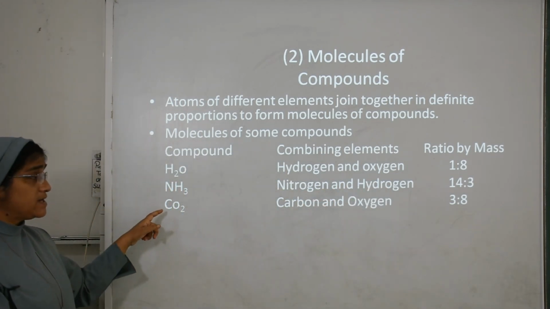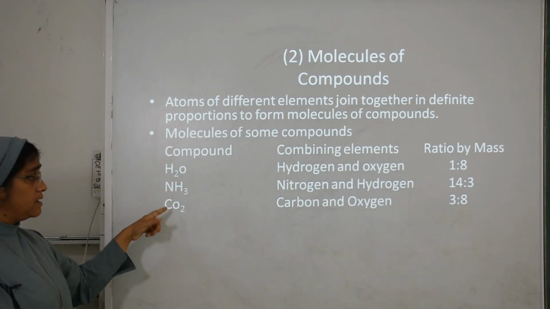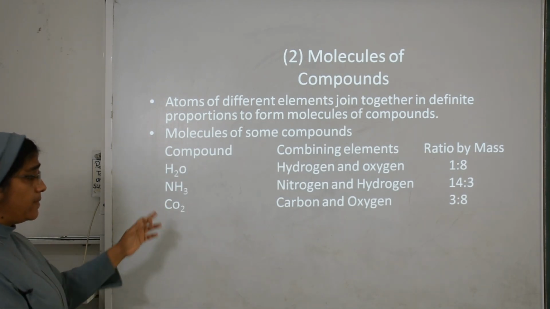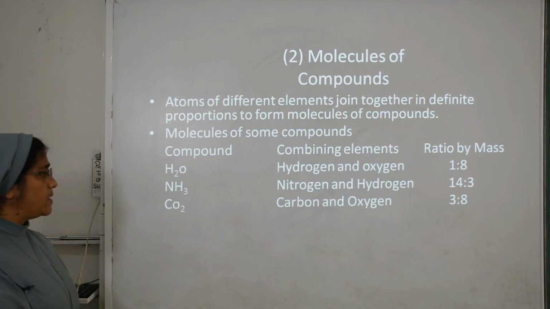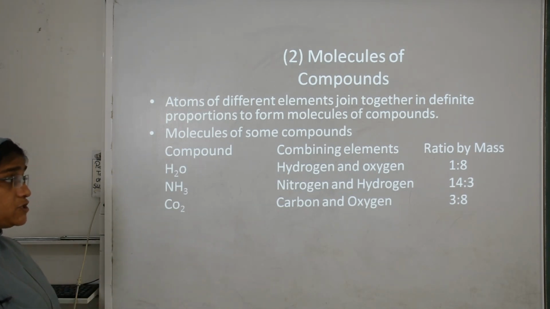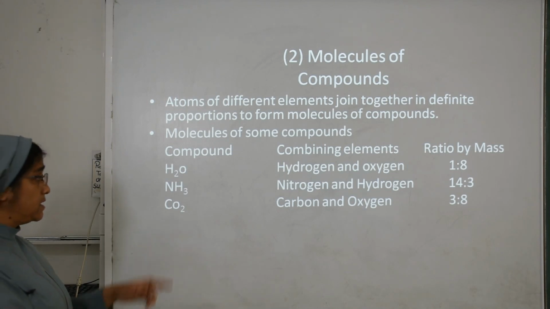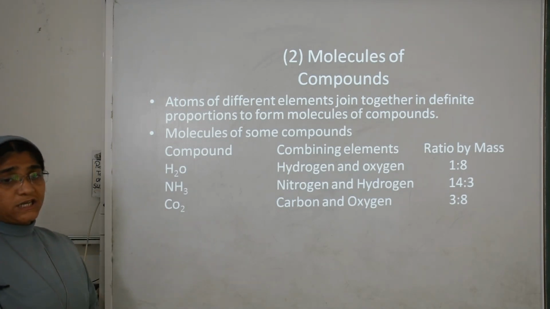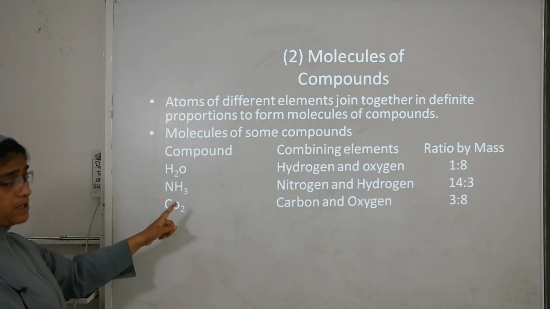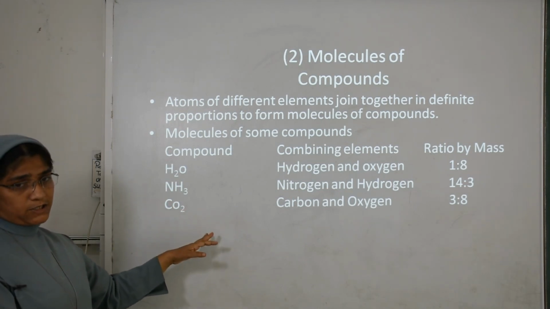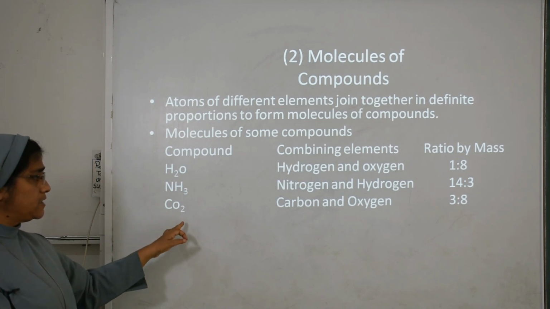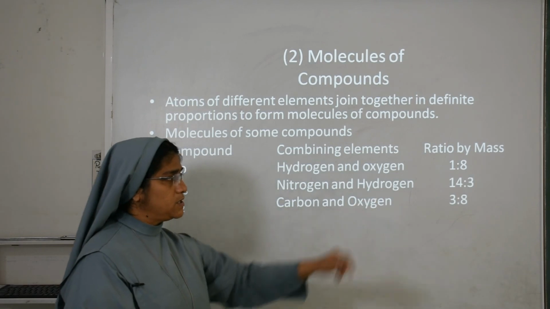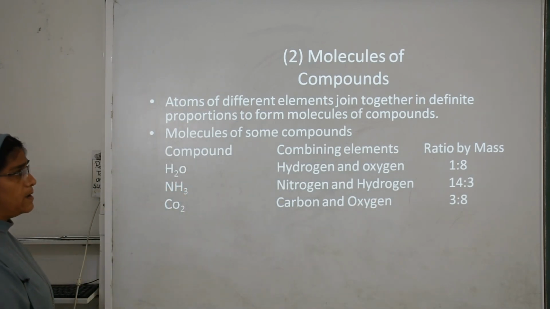Then what is the next compound? Carbon dioxide. How many atoms are there here? 3 atoms are present. What are the combining elements? Carbon and oxygen. Ratio by mass is 3 is to 8. You know the mass of carbon is 12, mass of oxygen is 16, 16 into 2 is 32. So 12 upon 32, cut it, we get 3 is to 8 ratio by mass.